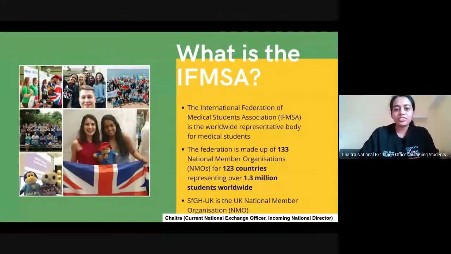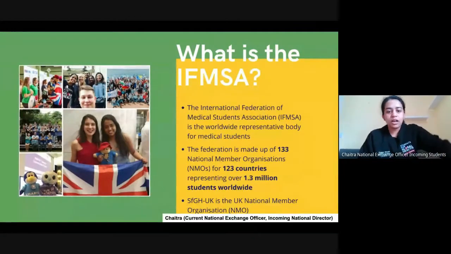Hi guys, I'm Chaitra. I'm currently the National Exchange Officer for incoming students and incoming National Director, so I'll be doing Harpreet's role next year. So I'm really glad to see there's quite a few people who are international liaison officers in the chat as well, and exchange officers. So it would be great just to speak a bit about this.